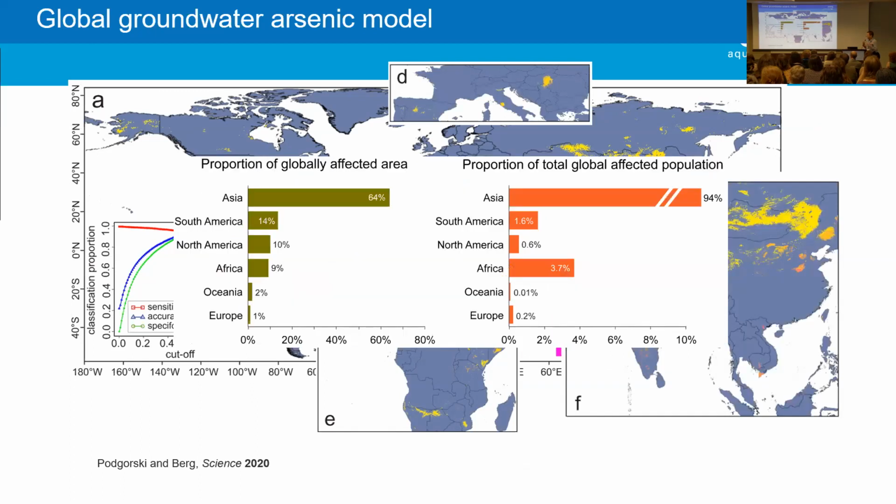And then when analyzing all the affected areas, about 64% of all of the modeled high arsenic areas are in Asia, but it's a big continent. So it's not too surprising, but far more than in the other areas. But then when we take into account the populations, 94% of the total global population potentially affected by these high arsenic concentrations, we calculate, are in Asia.